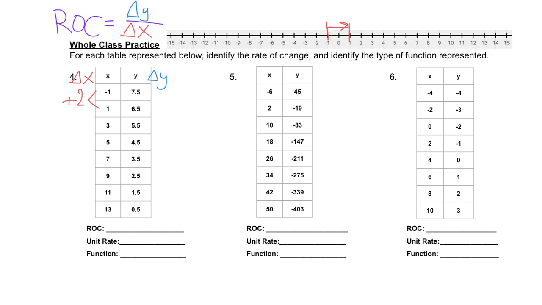Now let's take a look. We have 7.5 to 6.5. So you might just see right away that that is decreasing. You can also put that on a number line. So 7.5 would be between 7 and 8, and 6.5 would be between 6 and 7. And you're going from 7.5 to 6.5, so you're going to the left.